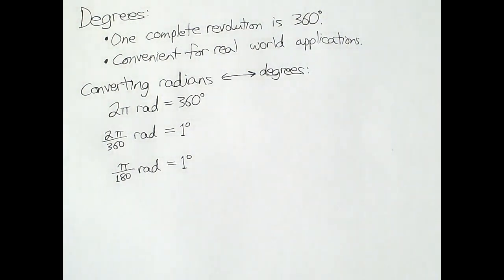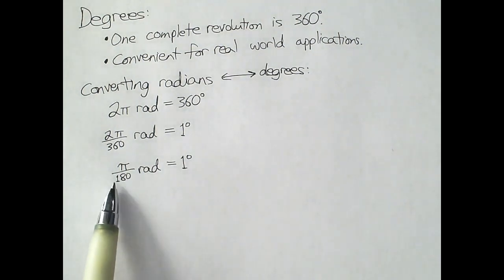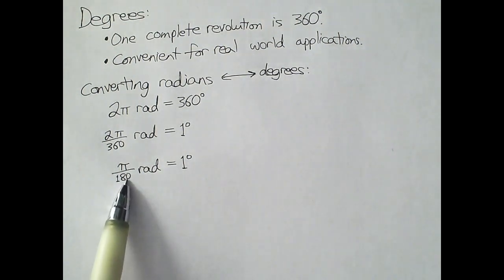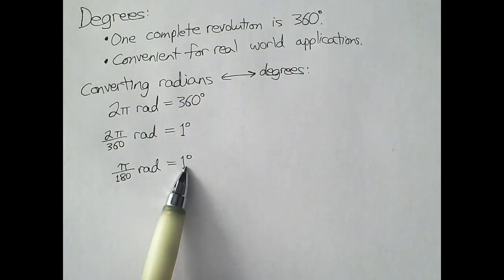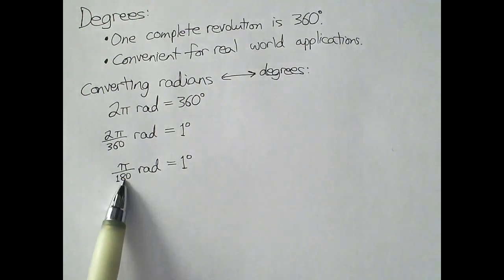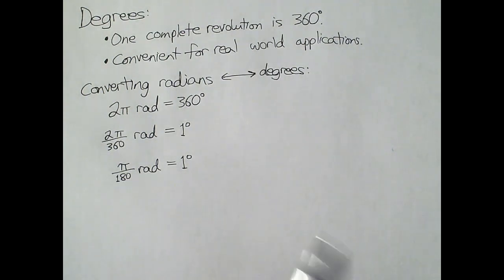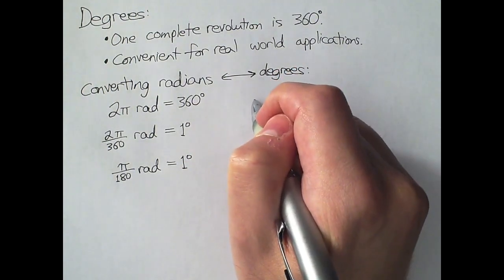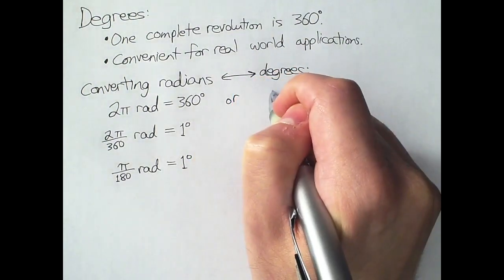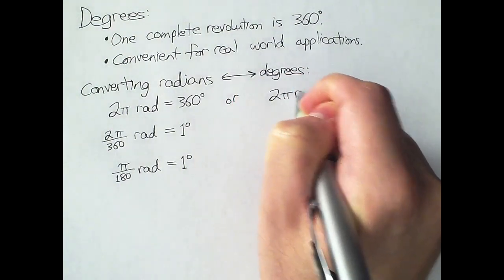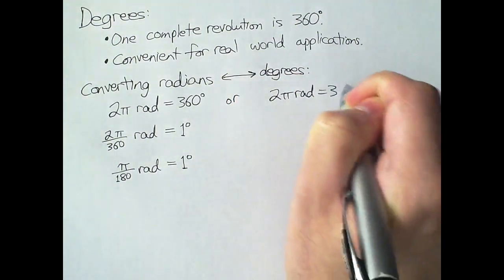If you ask me how many radians are in 5 degrees, just take 5 of these. 5 times this. How many radians are in 7 degrees? 7 times this. Right? So that's cool. Another thing that we can do is, let me start with this again.